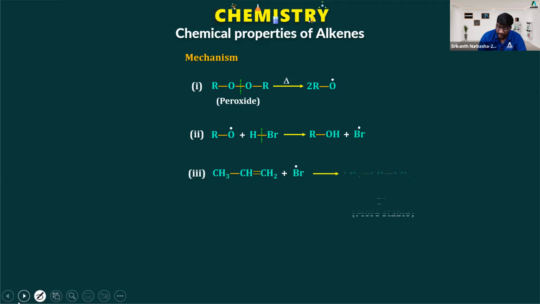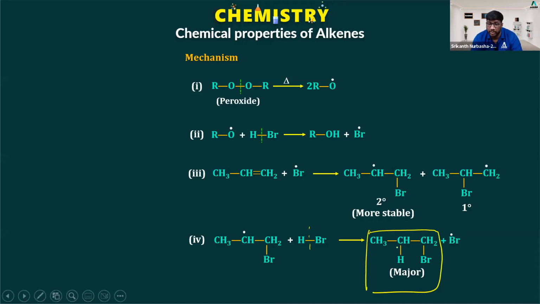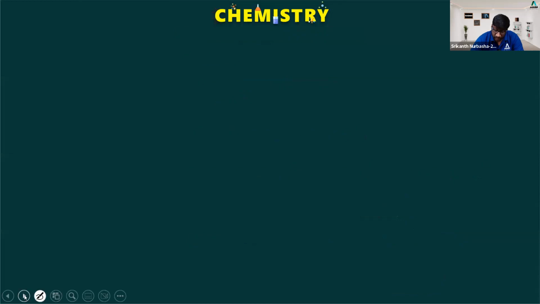It will now form CH3 CH dot CH2Br, secondary free radical, which is more stable due to more number of hyperconjugative structures. And that secondary free radical will be reacting with HBr. Again, homolytic cleavage occurs. A hydrogen radical reacts with the alkyl radical to form the respective haloalkane CH3 CH2 CH2Br plus Br dot, which is nothing but your major product. The same mechanism, whatever we have studied in the previous slides.